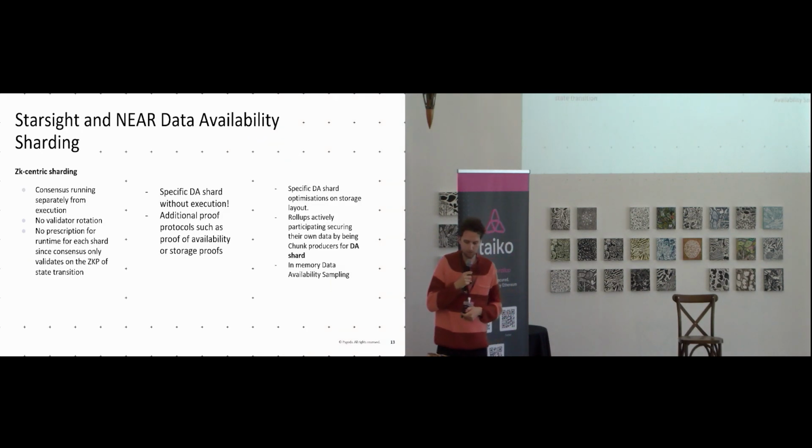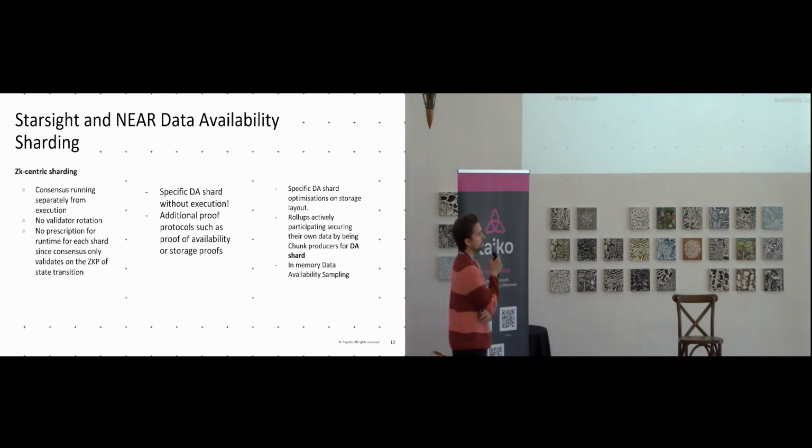But this is not just this, we have more. We just announced the next stage of Near protocol, which is Starsight. It's a ZK-centric sharding. What does this mean for DA? I don't want to go too much into detail. If you want to know about this, you can go ahead and watch Bowen Wang's presentation that he did at NearCon. It's online. He goes very much into detail.